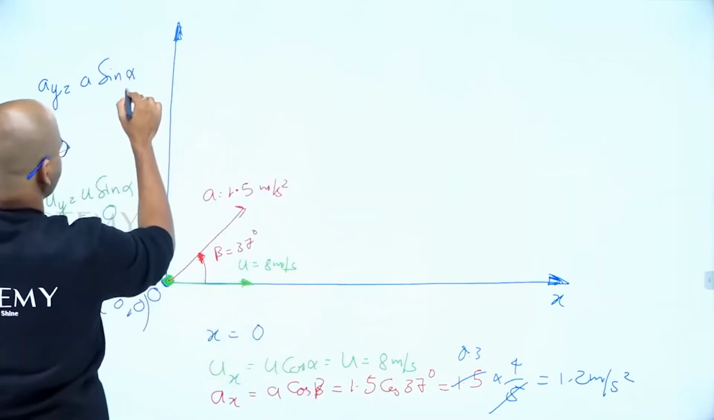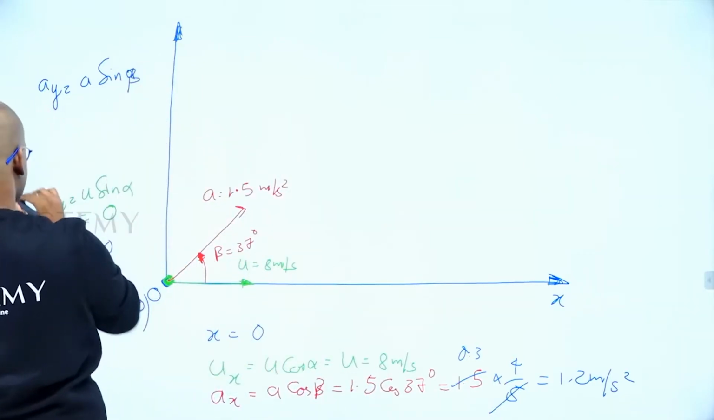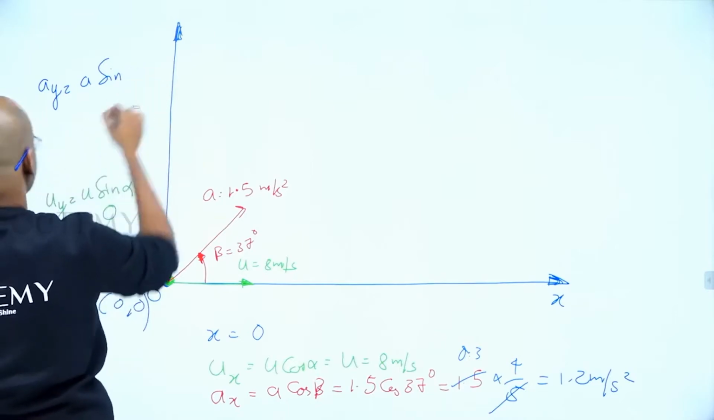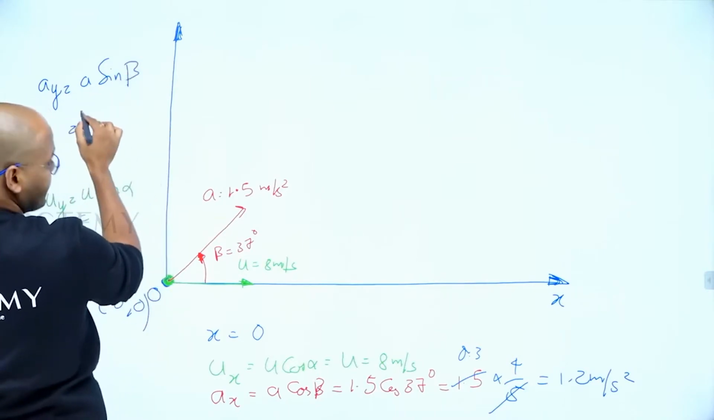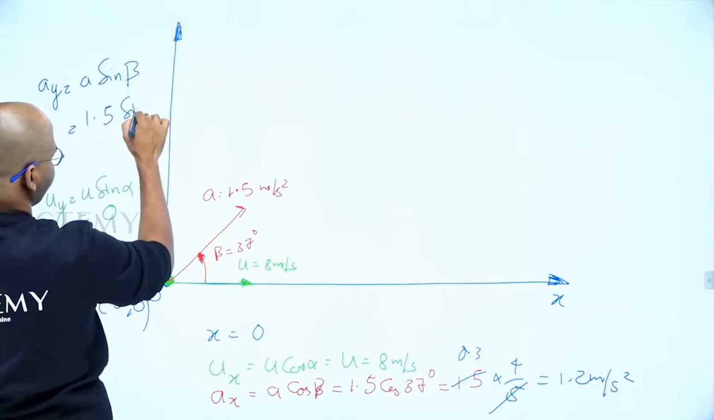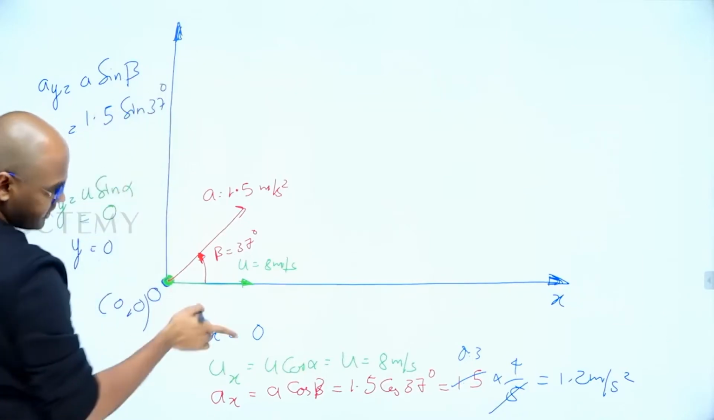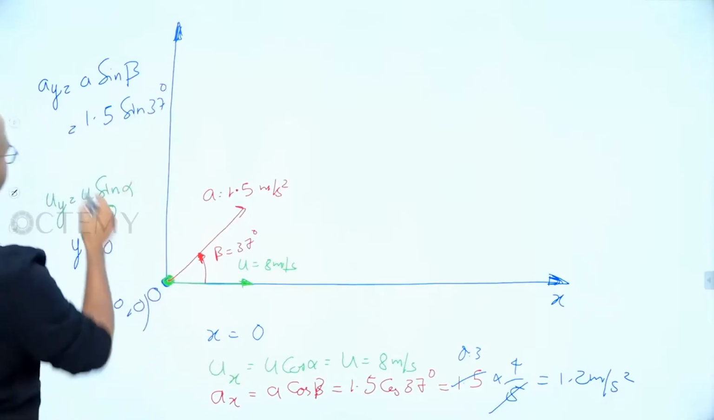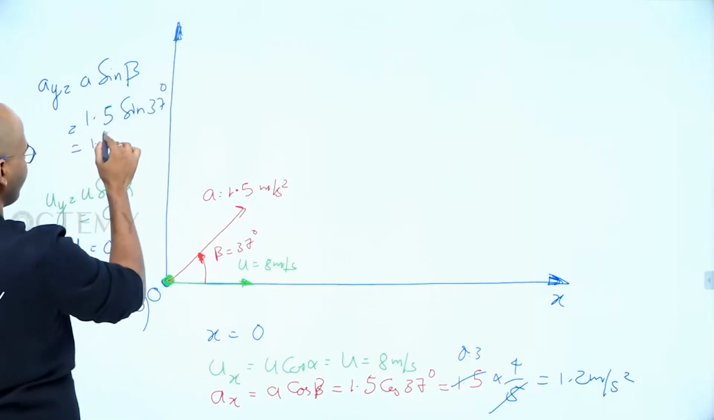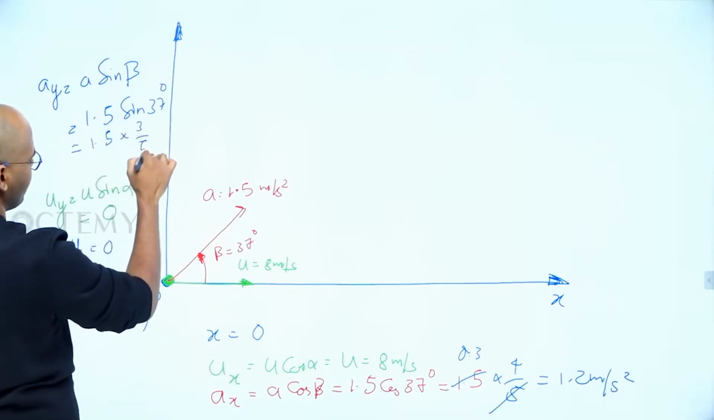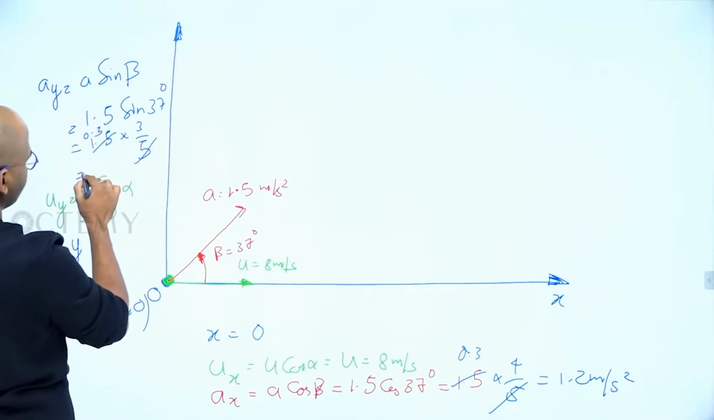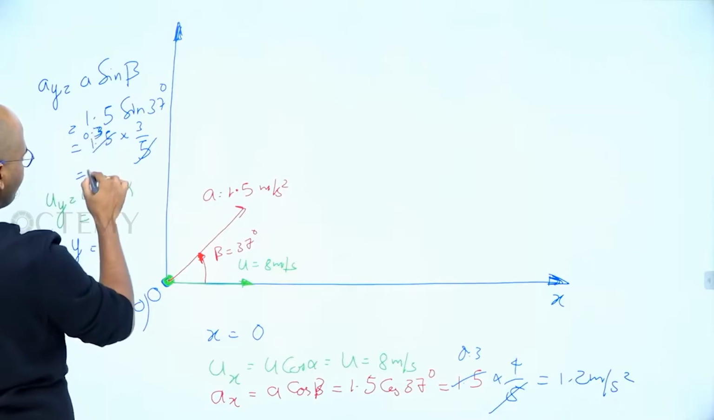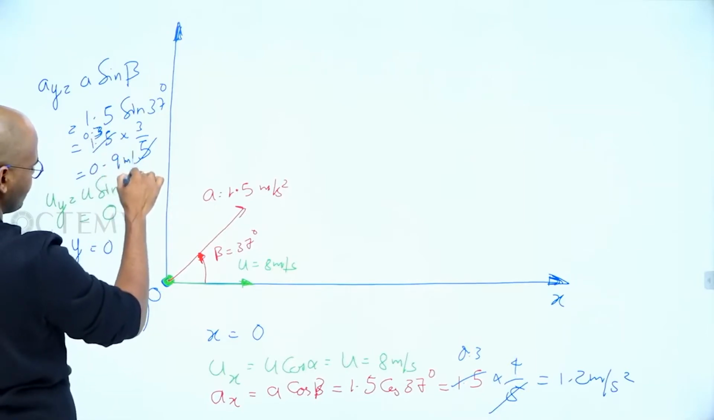Beta, right? For what is this? Acceleration it is beta. How much is given? 1.5 into sine 37. What is sine 37? Cos is 4 by 5, sine is opposite side, 3 by 5. So 1.5 into 3 by 5. 5 ones are 5, 5 threes are 0.9 meter per second square.